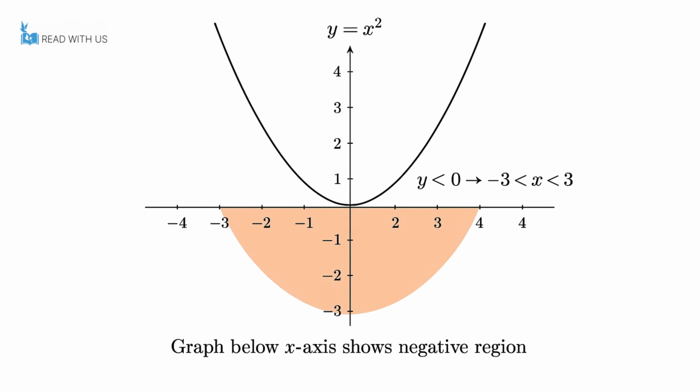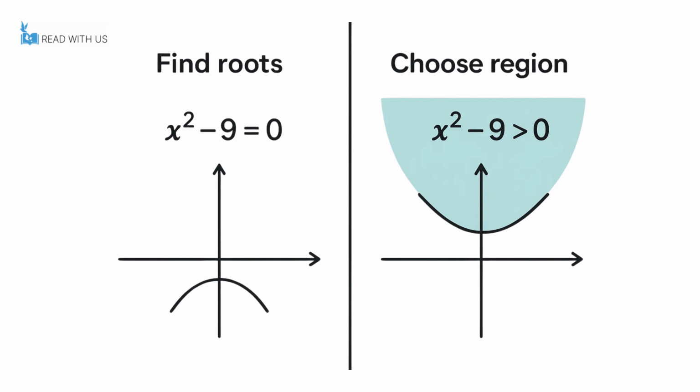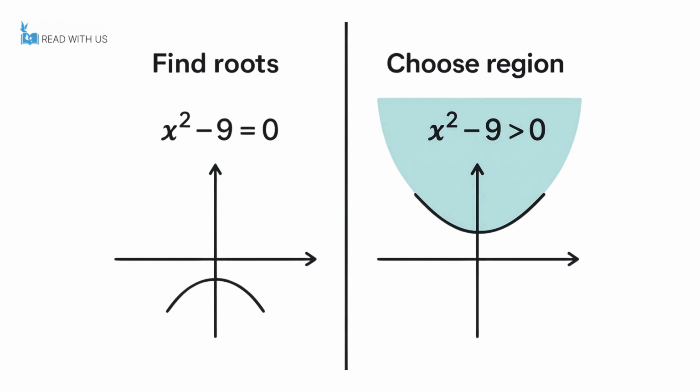So the general rule is that for quadratic inequalities, we first find where the graph crosses the x-axis by solving the related quadratic equation. Then we identify whether we want the region above or below the axis depending on the inequality symbol. Greater than means above the axis, less than means below the axis.